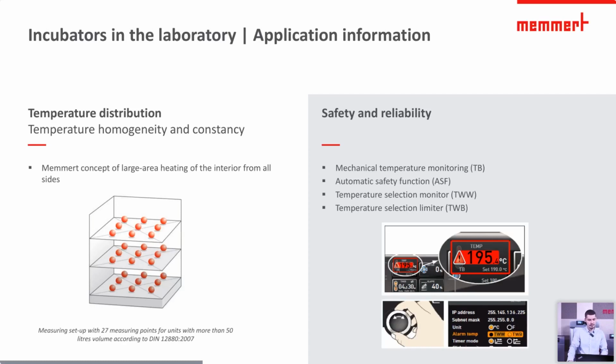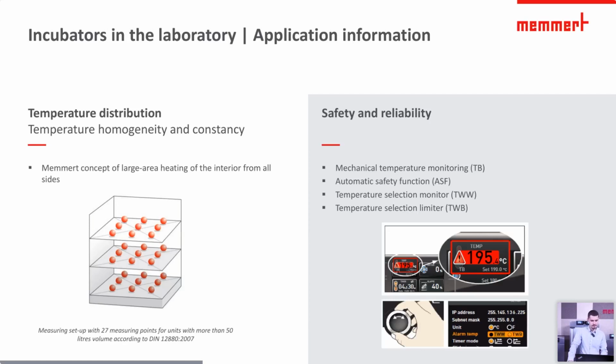For safety and reliability, we have different options. One is the mechanical temperature monitoring TB. If the electronic monitoring device fails during operation and the factory set maximum temperature is exceeded by approximately 20 degrees, the appliance is switched off permanently without further alarms to protect the applications and the external environment. The automatic safety function. The heater operates in emergency mode and the system is activated to bring the temperature back to set value.